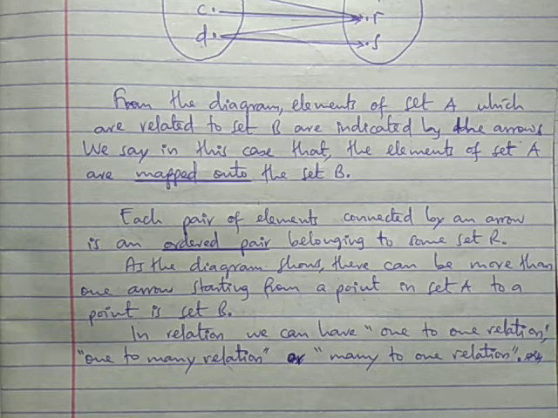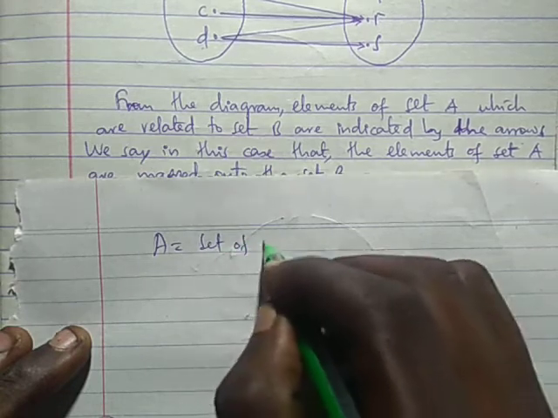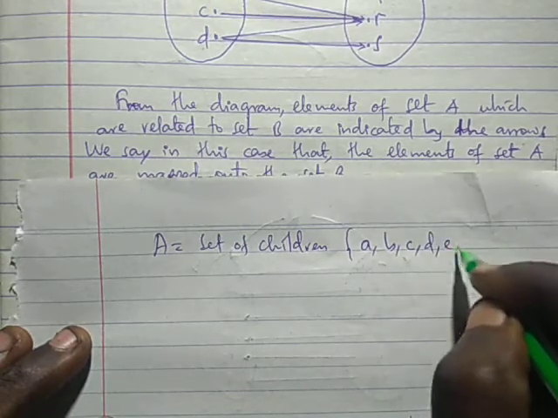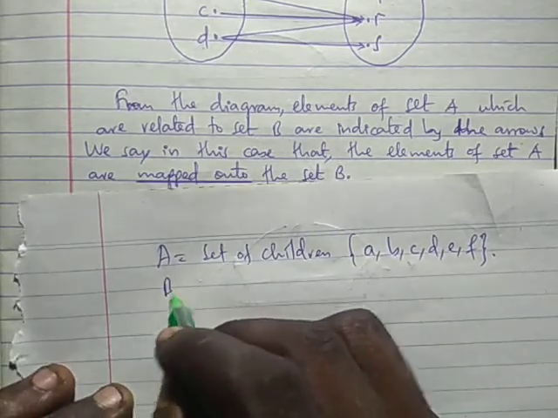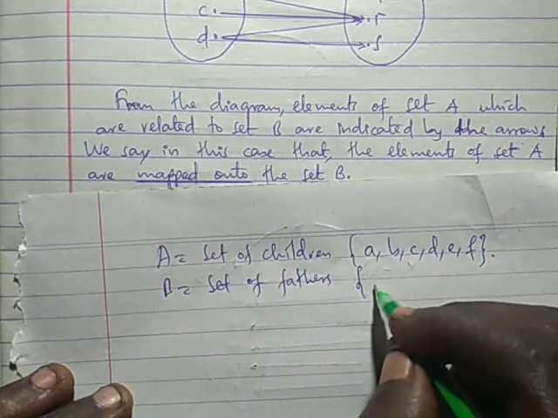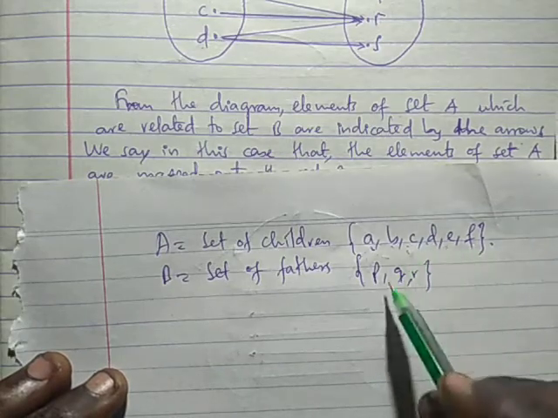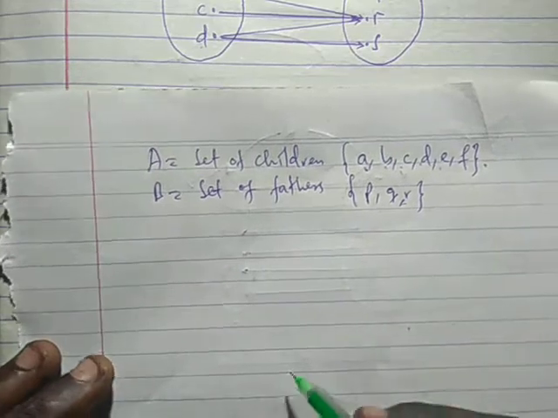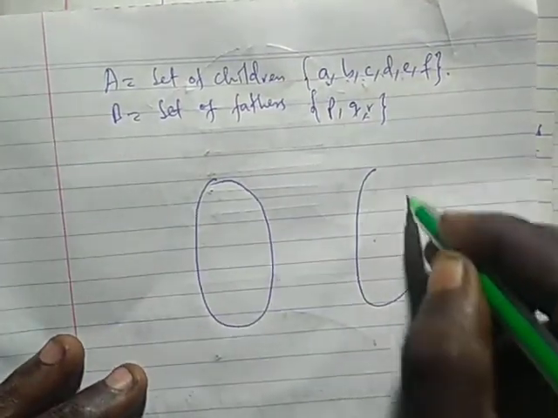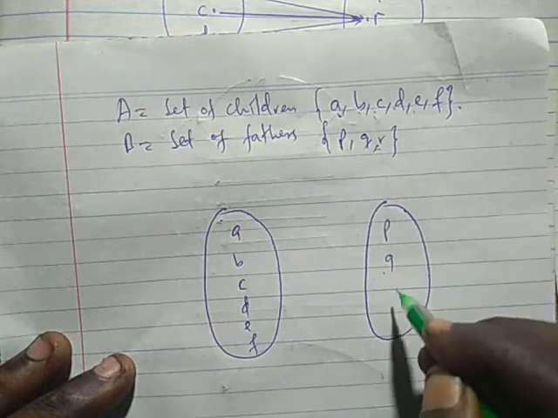Let me give you another example, which is a real life phenomenon. Let's say we have a relation where A is a set of children: A, B, C, D, E and F. A is the set of children, while B is a set of fathers: P, Q, R. Let's say the children are 1, 2, 3, 4, 5, 6, while the fathers are 3. Now in the pictorial representation we can draw this as our first circle, then our second one there. So we have A, B, C, D, E and F, and P, Q and R.